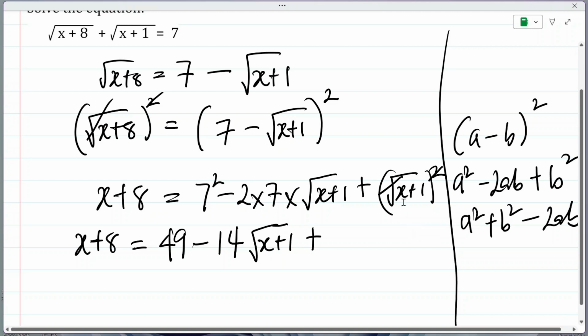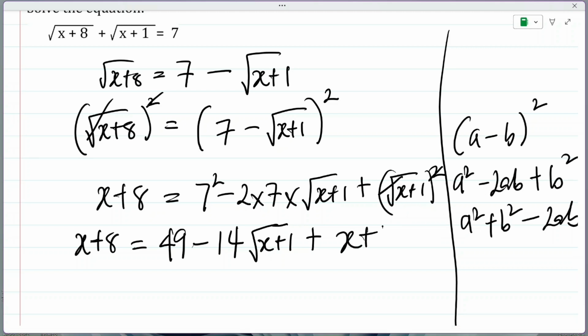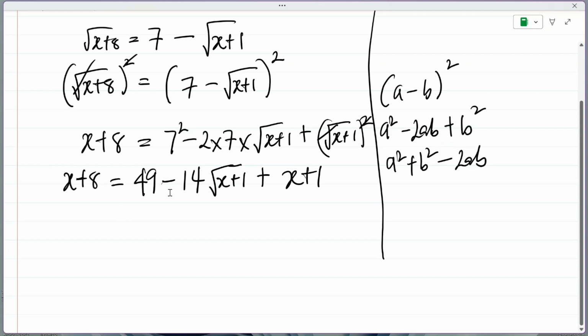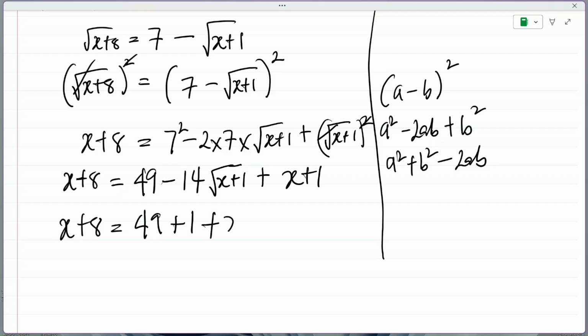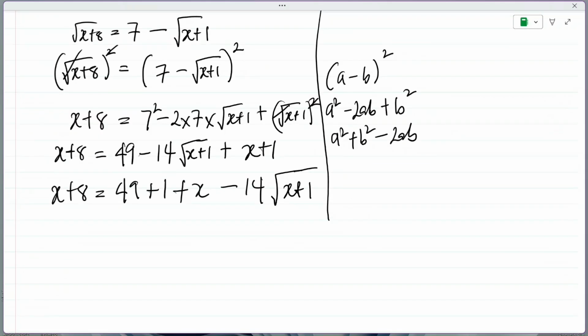You'll be left with x plus 1. On the next line, we collect like terms on the right. You have x plus 8 on the left equals 49. Then you have this plus 1 plus 1. Then you have plus x minus 14 root x plus 1. You have x plus 8 equals 49 plus 1, that's 50, plus x minus 14 root x plus 1.